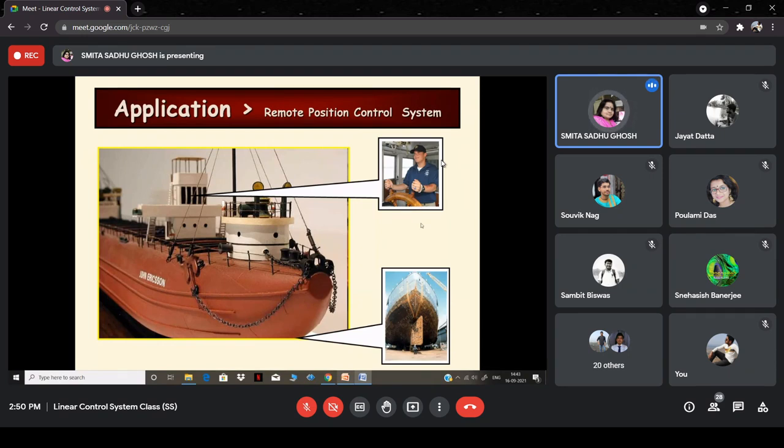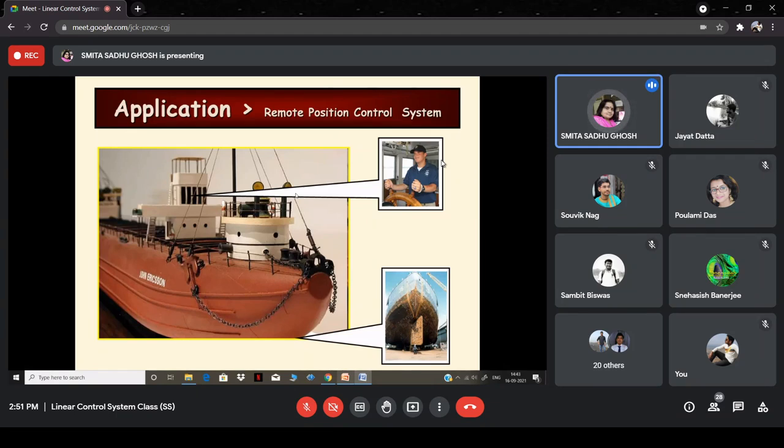So maybe a steering wheel like this will be used. Of course, nowadays such arrangements are replaced by electronic components, but nevertheless, just for your understanding. This person will be sitting at a remote location, inside the control room, giving the command to the radar dish so that it is pointing towards a specific target. That is why the position control system is actually a remote position control system.